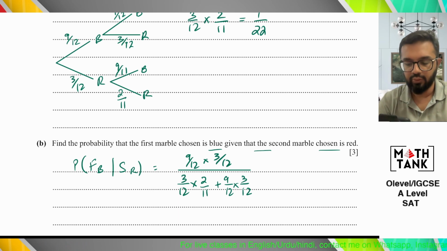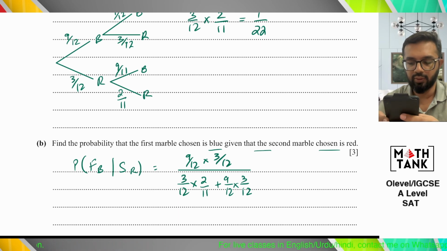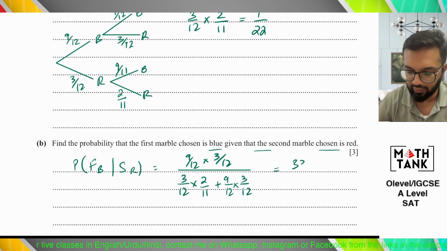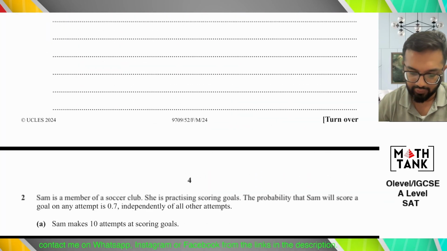Okay, so that divided by the denominator, 6 over 132 plus the other term, gives 33 over 41. That is the correct answer.